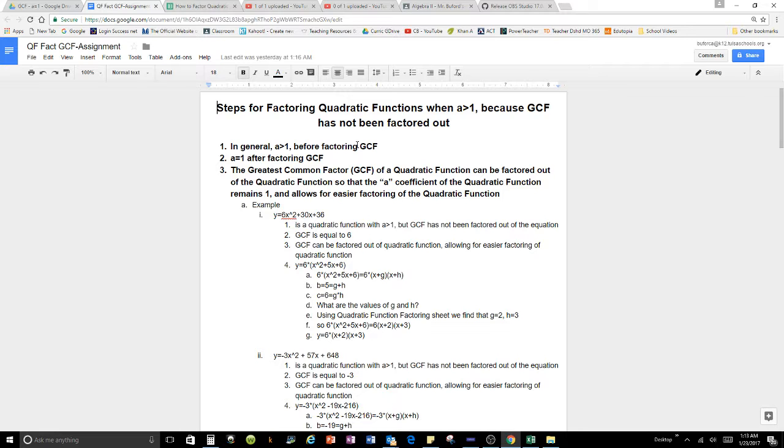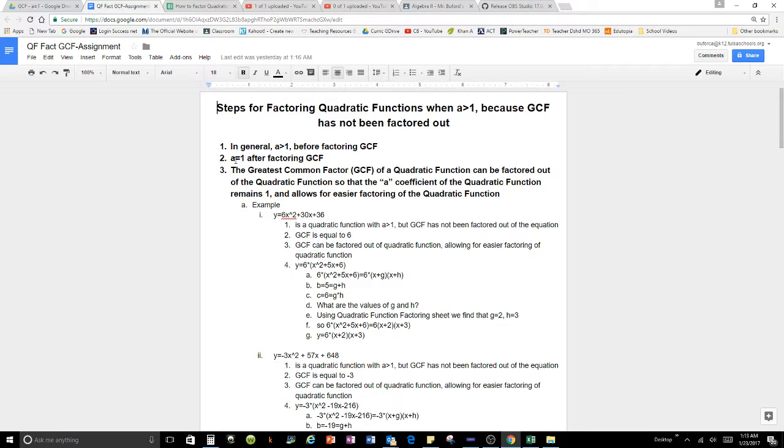So I'm going to go through two examples that show you this, and that should be sufficient to get you started on working on the problems that we have for you this week. So let's go ahead and get started.